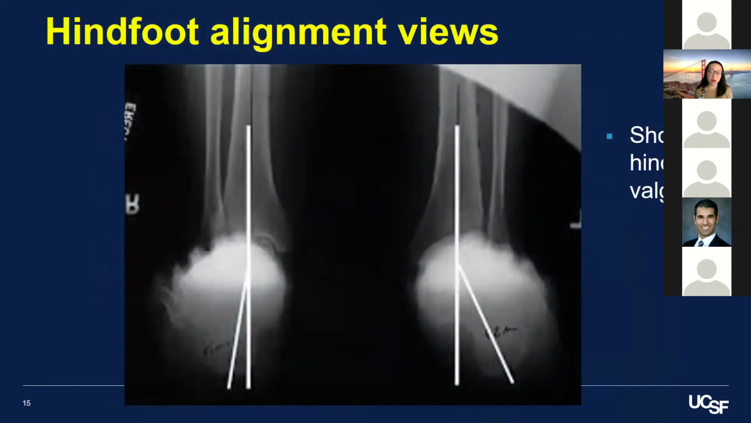Hindfoot alignment views are here, and I find these really helpful. You can get them on both feet, and basically you drop a plumb line down to the ground along the shaft of the tibia, and then you draw another line along the shaft of the calcaneus, which would be right here. So this is pretty good. Whereas here, you can see your calcaneus, and you're drawing this line, and it's lateral to the plumb line of the tibia. So this is showing that there is hindfoot valgus.